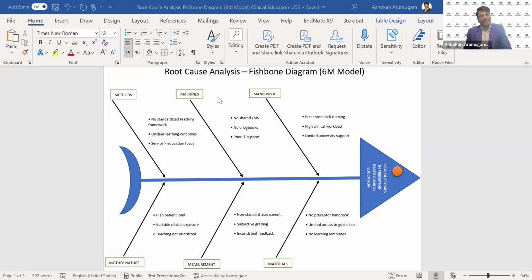Next is machines. They do not have a shared learning management system. For example, in the university we have Blackboard, and we also use another learning management system to compile the clinical portfolio of all the students, but the preceptors outside do not have access to it. There are no e-logbooks. They need to have paper-based log sheets. Our students get signed by the preceptors, with minimal notes on that. They also submit the SOAP notes on the documentation system. They have poor IT support in the outside clinics. They don't have the extensive support that we have at the university.